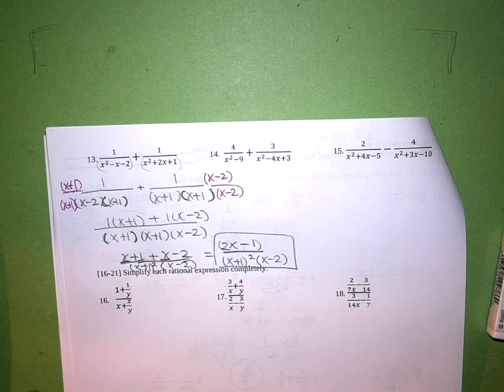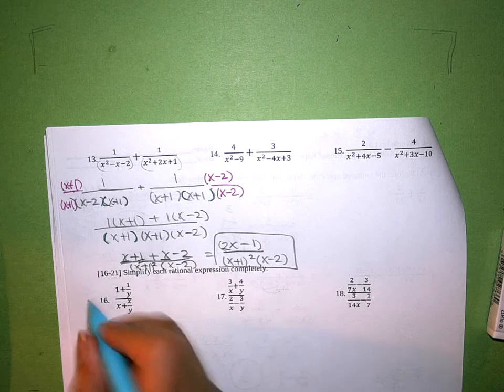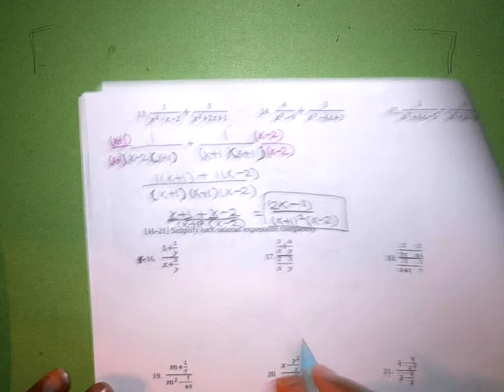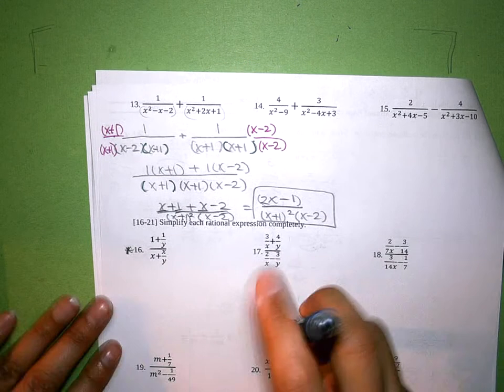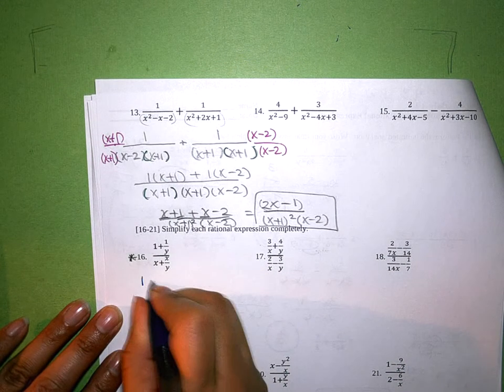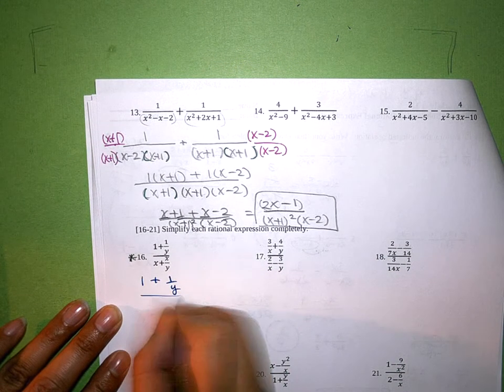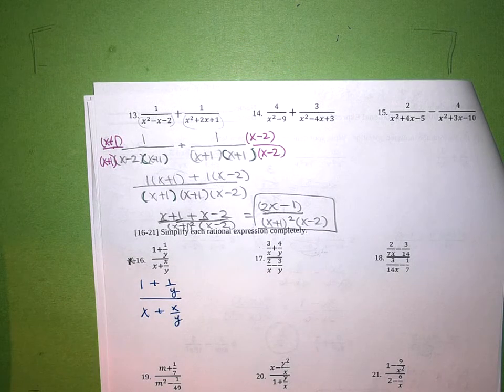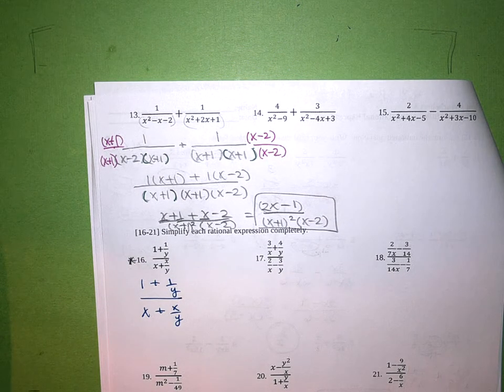All right, I am going to end with number 16, and then again we're going to work on the rest of them in class together. I'm going to just rewrite it. 1 plus 1 over y, x plus x over y. This is called a complex fraction. When working with a complex fraction, what you're going to do is clear it. And you're going to clear it by multiplying everything by the common denominator.